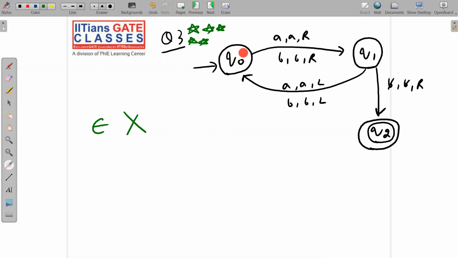Because if we had a move for the blank on Q0, and after reading that blank we jumped to the final state, then we would say that null is accepted. Let me show you something. If we have a move like this, blank, blank, R, right or left, whatever direction you want, and we are jumping to Q2, now we will say that null will be accepted. Otherwise, obviously, null will be rejected. So here we do not have a provision to read the blank from Q0 and move to the final state. So now I can say that null is rejected.